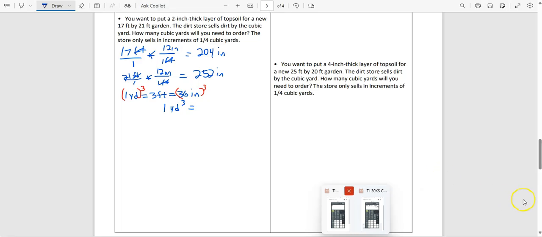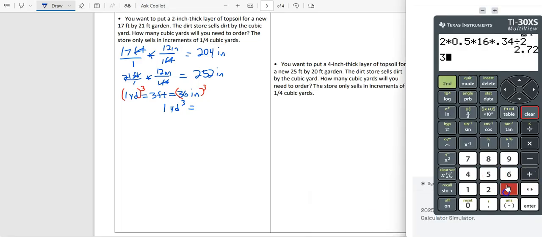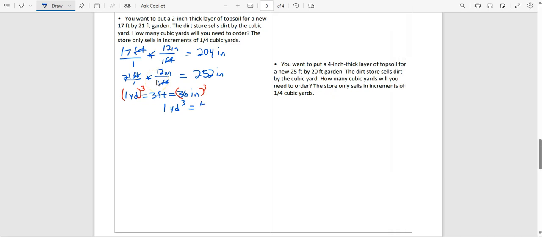I don't have that in my head. What happened? There we go. 36 to the third power is 46,656 cubic inches. That's all of our conversions we need. So we're talking about volume here.